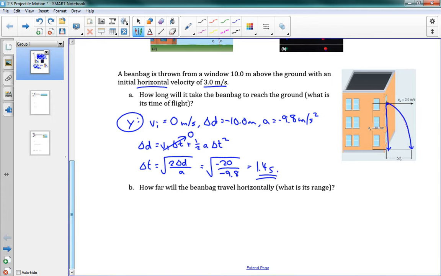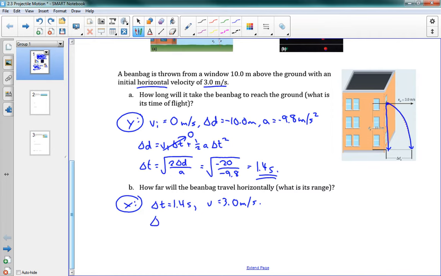Which means, what is its range? Well, now, horizontally, I don't care about the vertical anymore, so I can just say I'm only looking at x. We just found in the previous problem that delta t is equal to 1.4 seconds. And we know that the x velocity is 3.0 meters per second. Remember, we're ignoring the vertical now. Horizontally, it's moving at a constant speed.